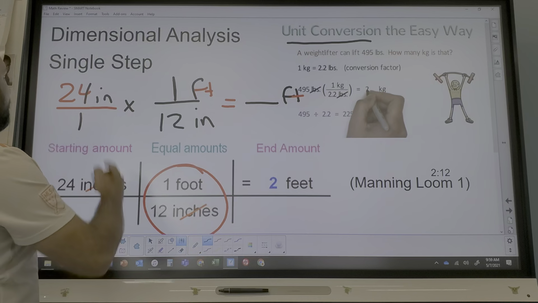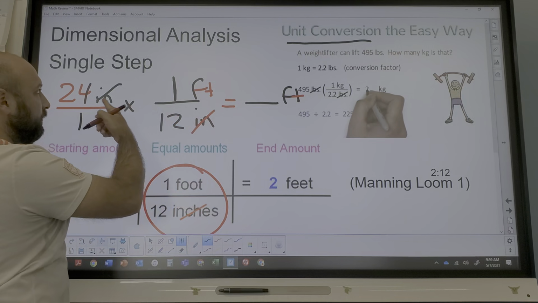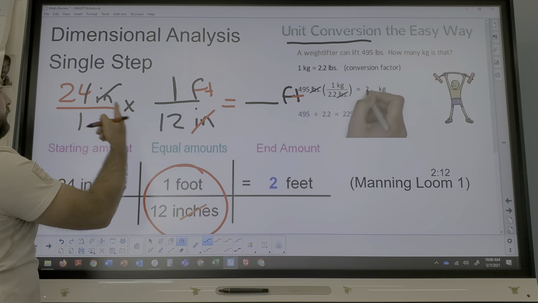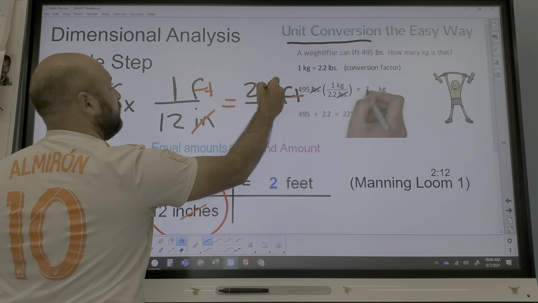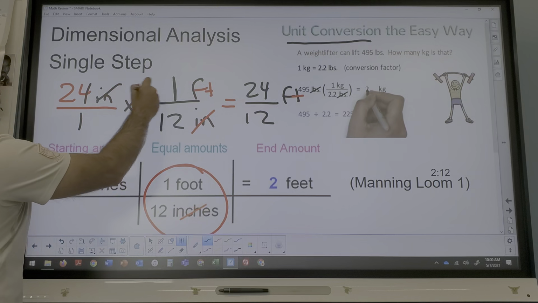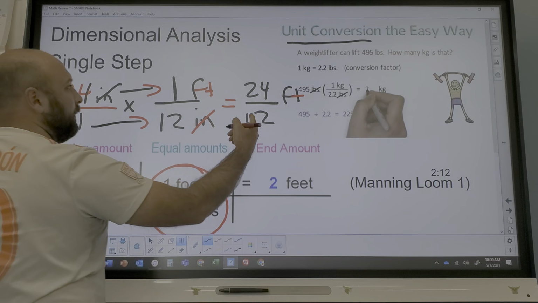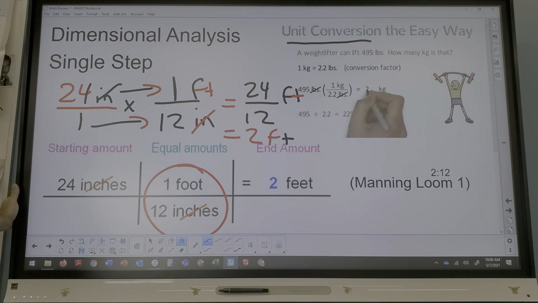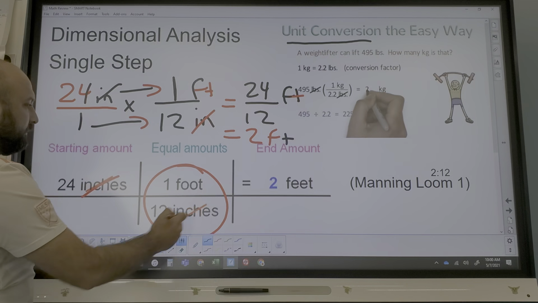Anyways, just to simplify it, cancel here, get rid of the units you don't want, leaves you with the unit that you do want, and then simply do the math. 24 divided by 12, multiply across, right? And we know 24 divided by 12 is 2. So I get 2 feet. Multiply by the conversion units and cancel things out.